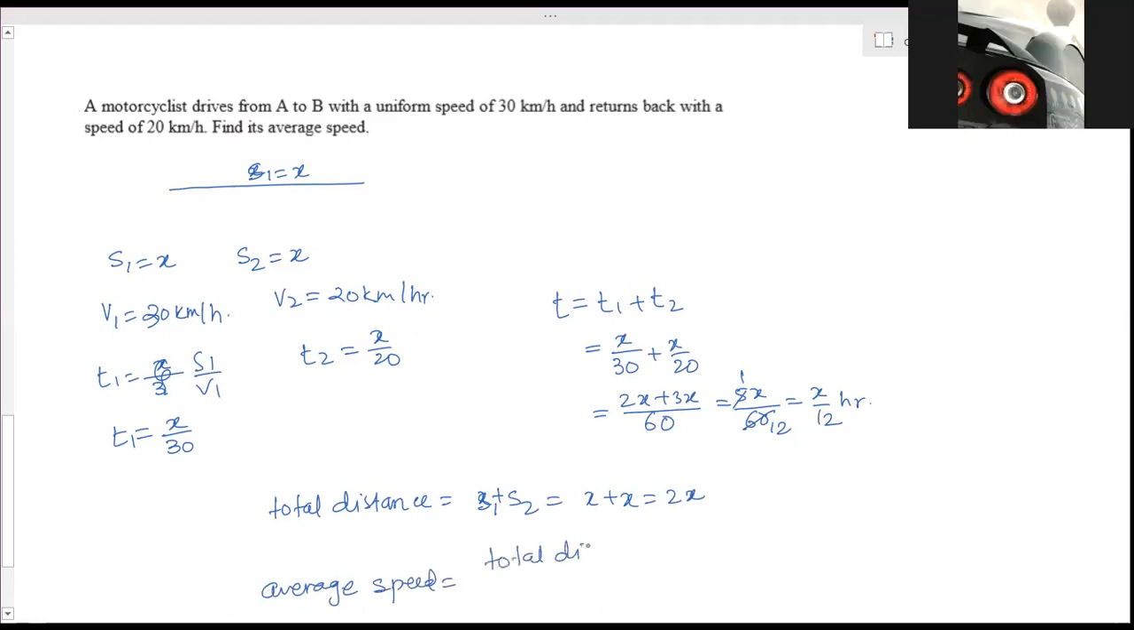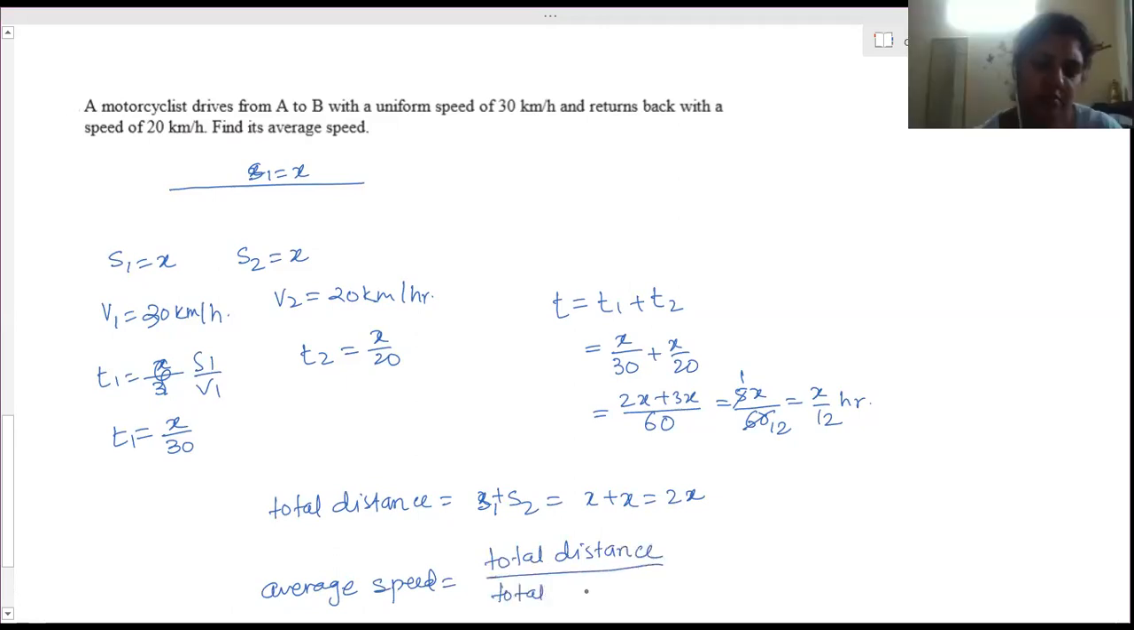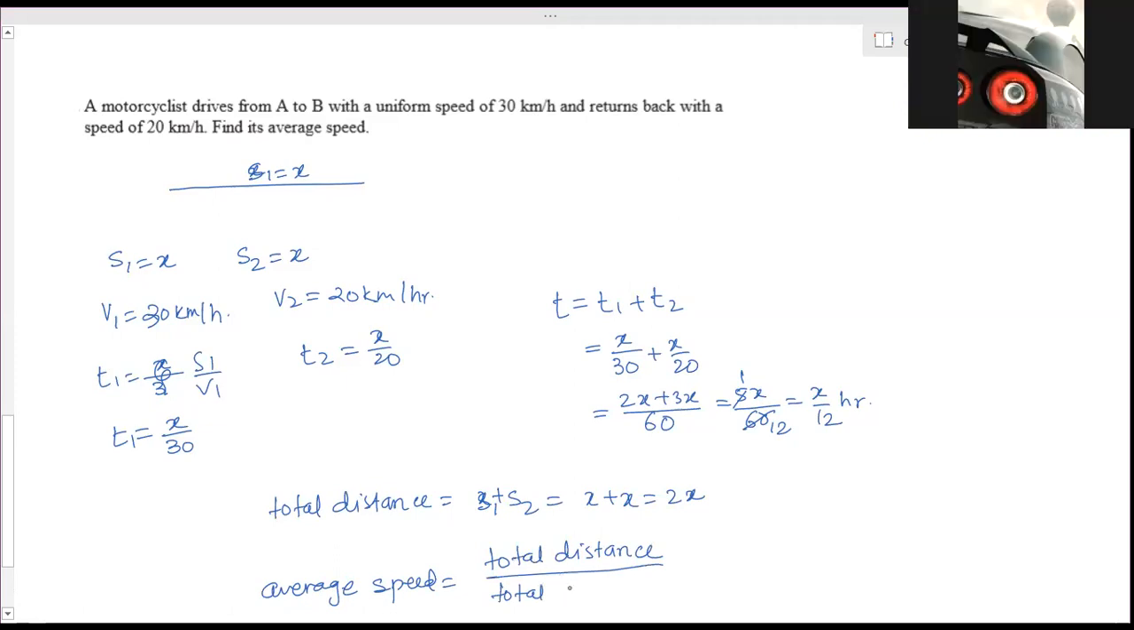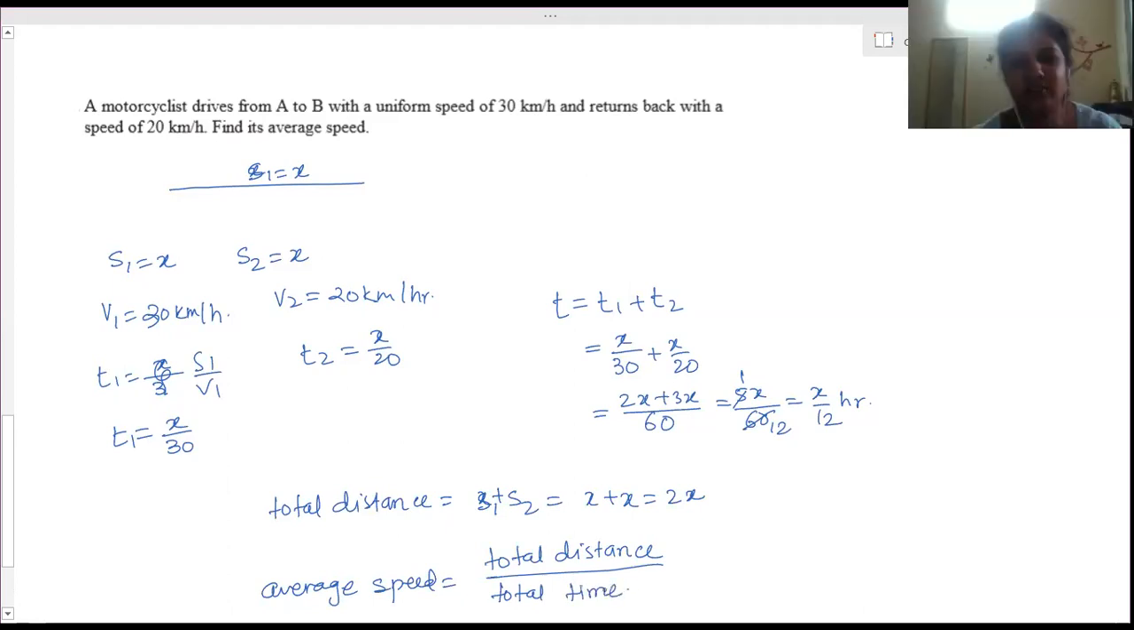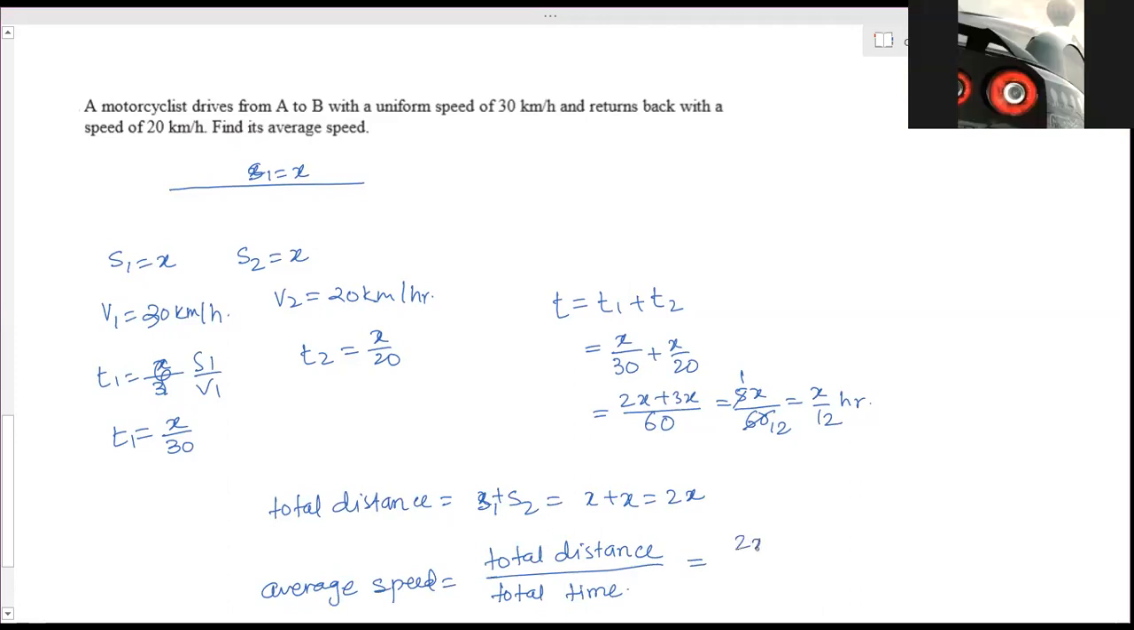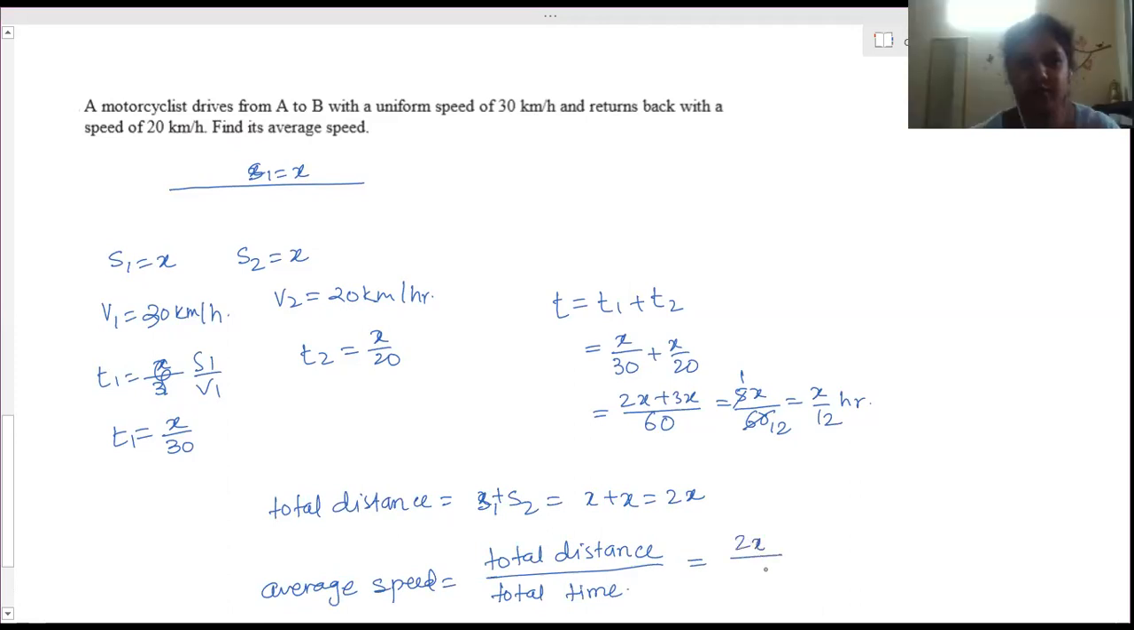Excuse me, ma'am, I have a doubt. How are the speeds same? Speeds are not same. Sorry, time will not be same. Oh, I'm getting confused, sorry. Time is not same. Distance is same. Distance, it is from A to B and B to A. This will remain same.